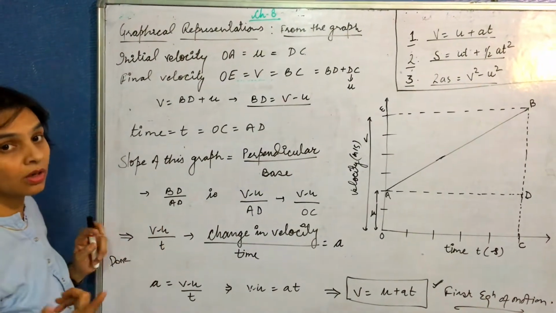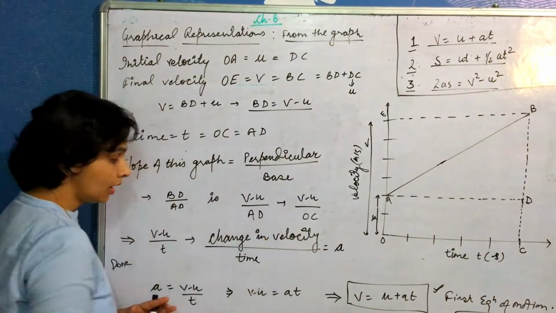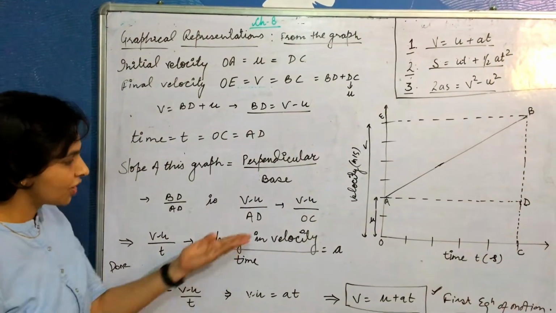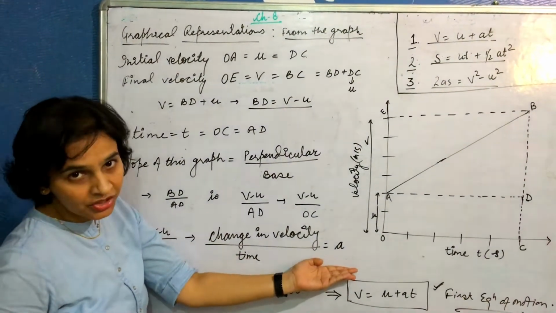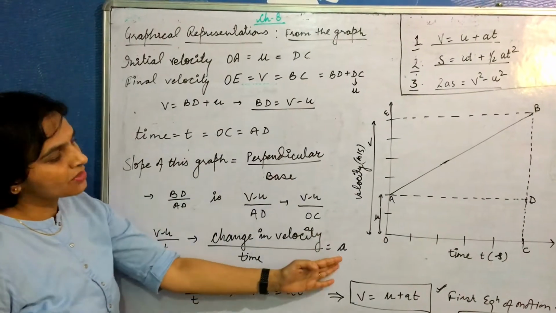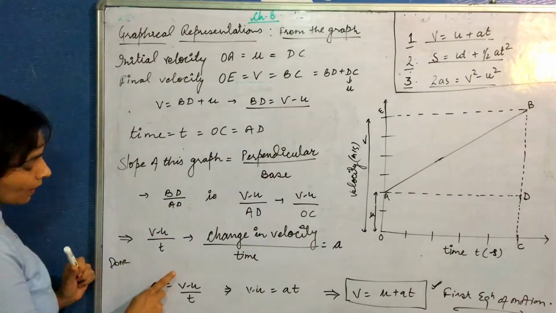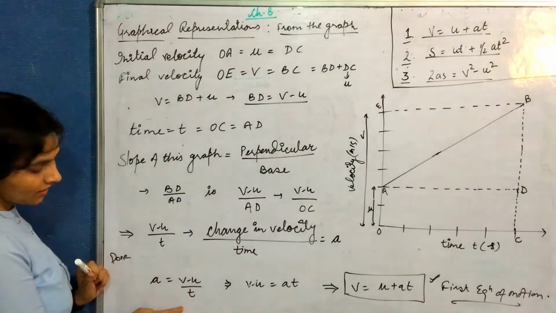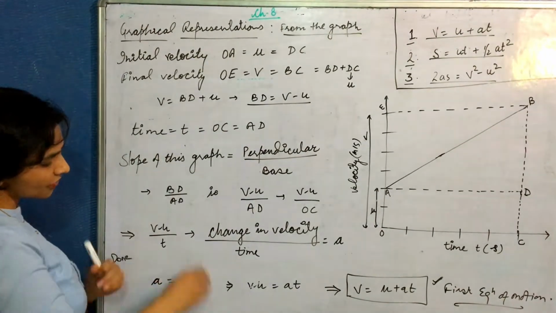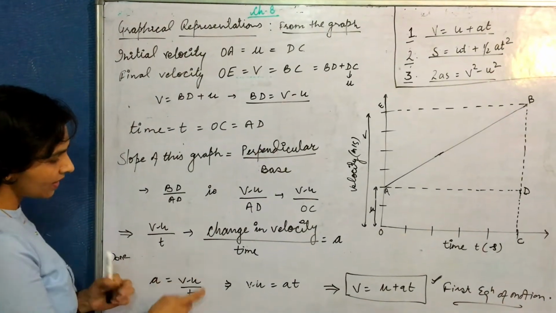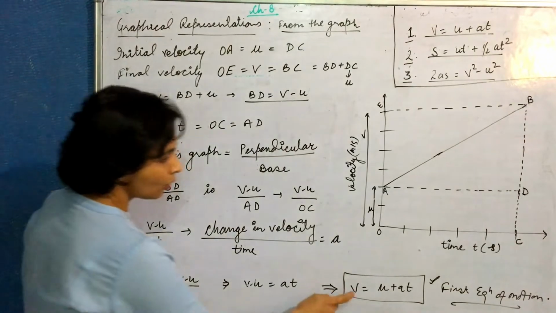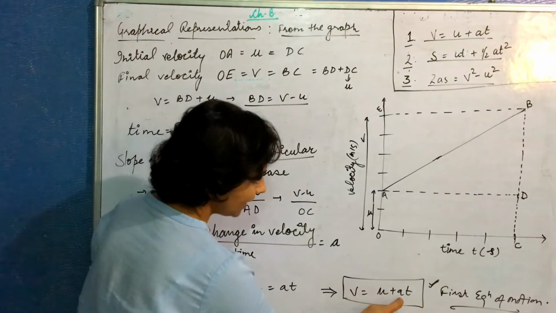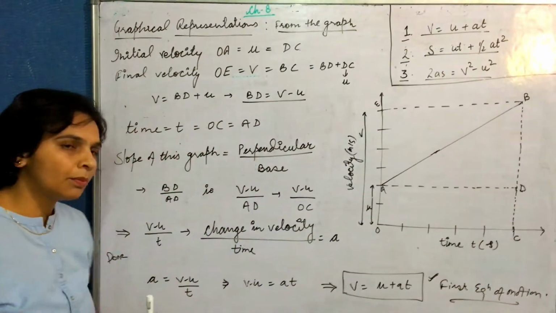V minus U is what? Change in velocity upon time, and you already know change in velocity upon time is what? Acceleration. Hence proved the slope of this graph is acceleration. V minus U upon T is equal to A. Just rearrange this equation. V minus U is what? AT. V is what? U plus AT. That is the first equation of motion.